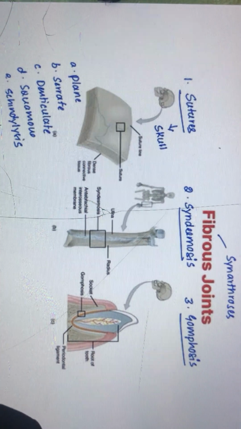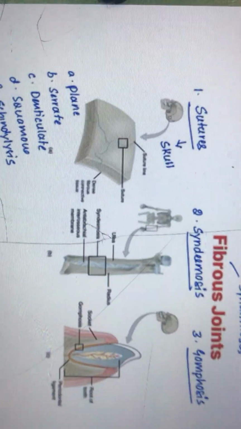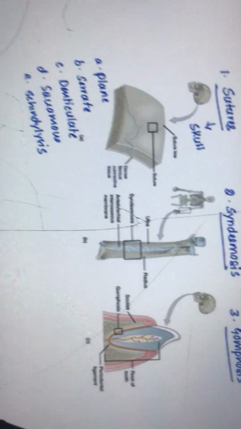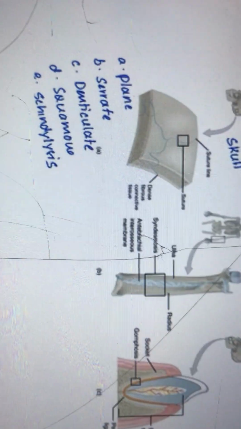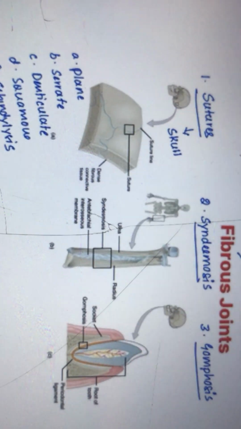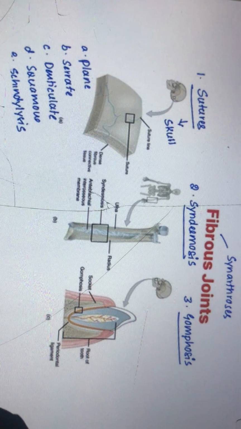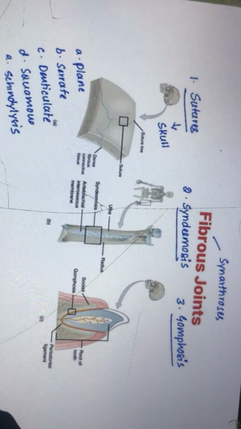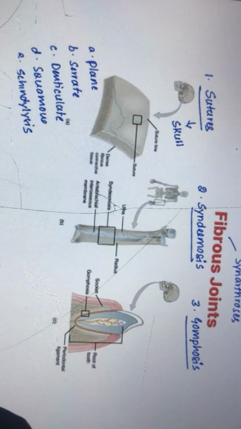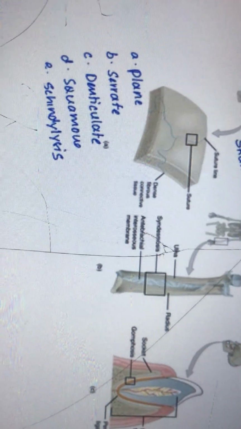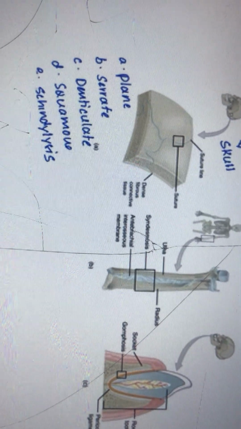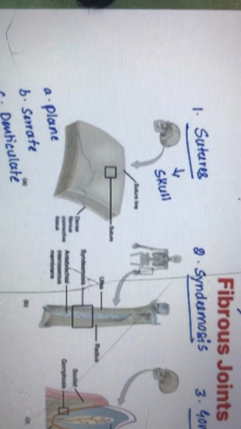Plain sutures are typically found between the palatine bones. The interpalatine or intermaxillary sutures are best examples for plain sutures. Now, what are the examples for these different types of sutures? The plain suture is found in the hard palate between the palatine process of the maxilla. What about serrate suture? Serrate suture is found in the sagittal suture or the coronal suture. Whereas the denticulate suture is typically found in the lambdoid suture. The squamous suture is found between the parietal bone and the temporal bone.